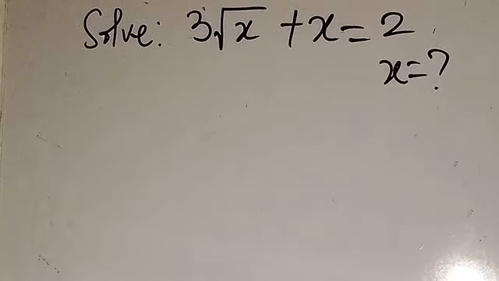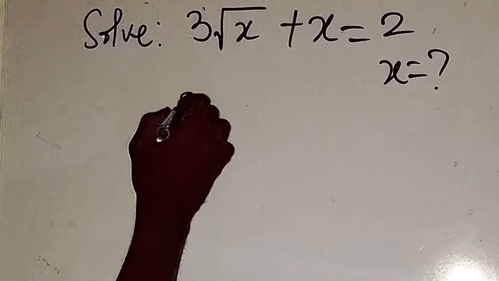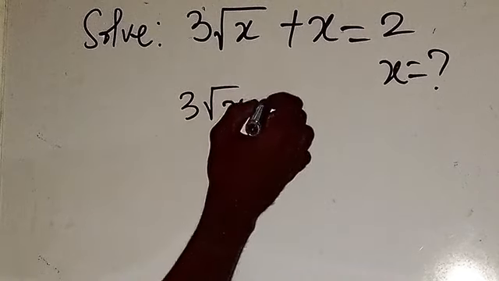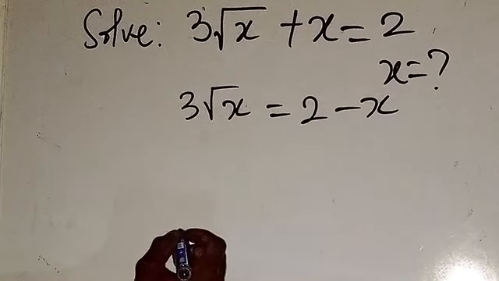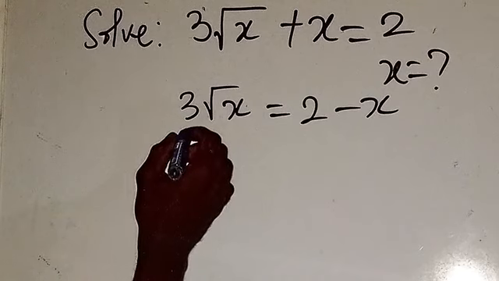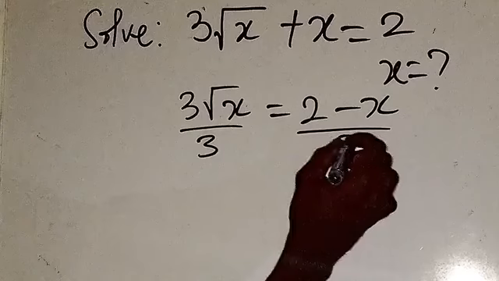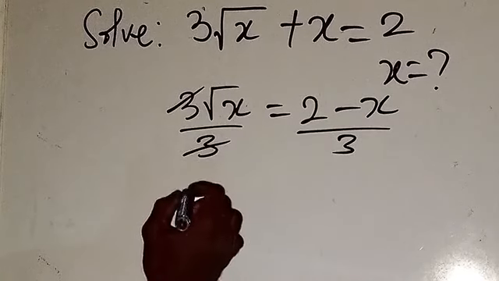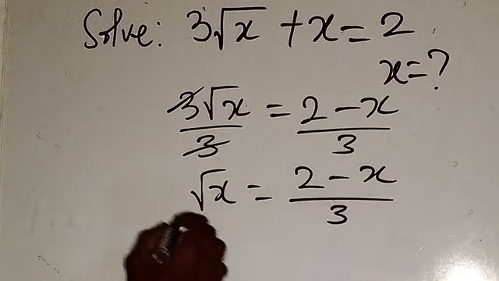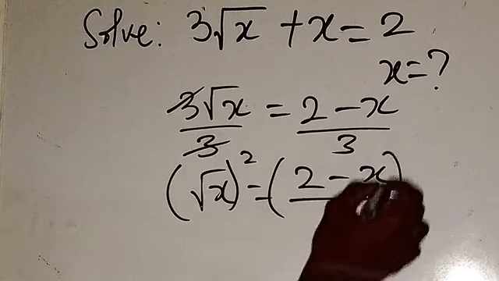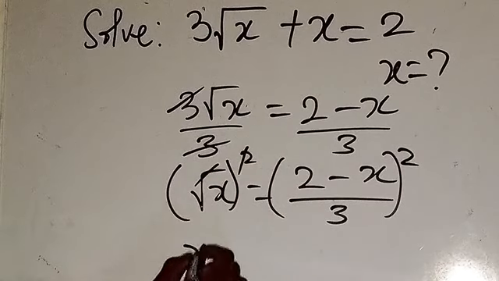Let's solve this beautiful Olympiad problem. Okay, so now I believe if I ask some of you to do this, this is what you are going to do. You are going to have root 3 root x, then we take this x to the other side, we're going to have 2 minus x. Then you divide both sides by 3. This one we cancel, we're going to have root x equals (2 minus x) over 3. Then you square both sides like this. This we cancel, this we cancel, we have x equals.